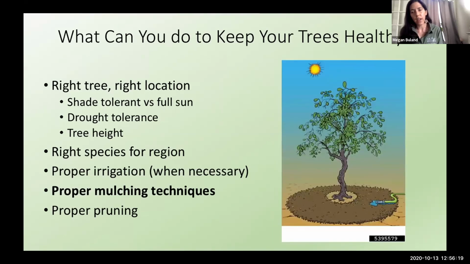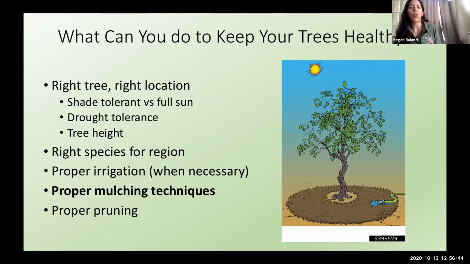Proper mulching techniques, we've already talked about this a little bit. Don't volcano mulch your trees. Don't pile all that mulch up right around the trunk of the tree. It's actually very, very detrimental and harmful to the health of the tree. It's a perfect spot for insects and disease to enter the bark of your tree. It leads to a lot of tree stress. It can lead to girdling roots. Poor mulching practices are actually one of the worst things you can do for the health of your tree.